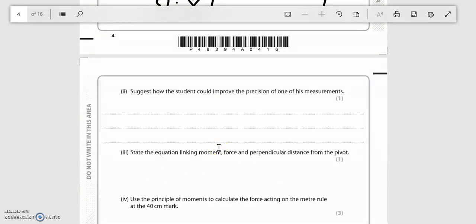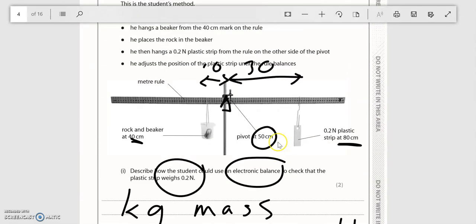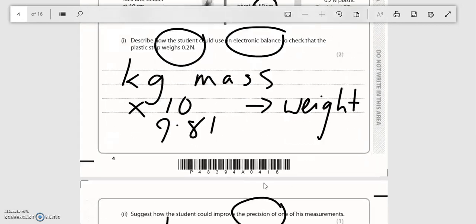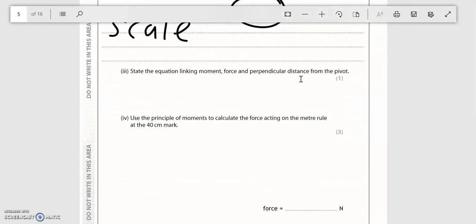Okay, suggest how the student could improve the precision of one of the measurements. So as soon as you see the word precision, you should think scale. So precision is all to do with the scale. So for a ruler, for example, you would improve the precision by switching from a centimetre scale to a millimetre scale. You would improve the precision of a balance by getting a balance that measures to more decimal places. So either of those examples there.